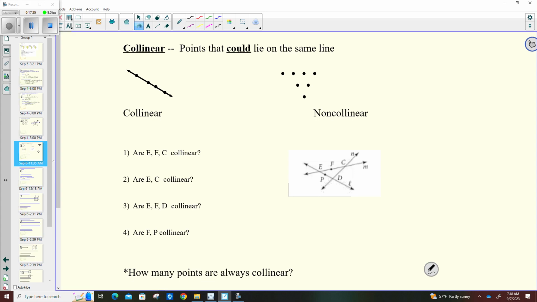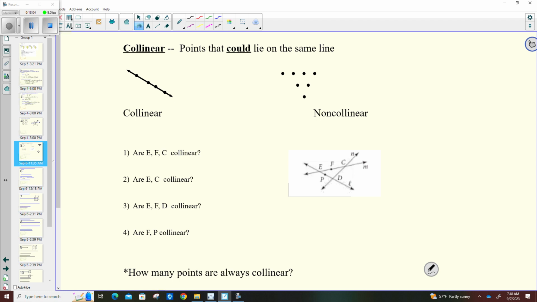All right, collinear points are points that could lie on the same line. They don't have to lie on the same line, but they could. So when I look at this first example, all those points are on the same line. They are collinear. When I look over here, is there any way to put a straight line going opposite directions, arrows on both ends, through all of those points? No, it'd have to bend, right? Those are non-collinear. Some of them are collinear, but overall, all 7 dots are non-collinear.